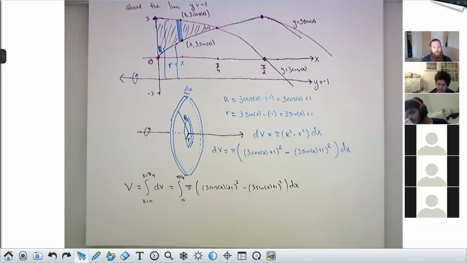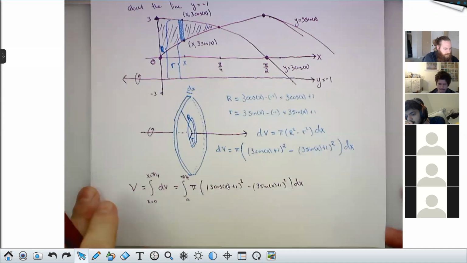Anybody had success on these? Wouldn't you plug in 0 and pi over 4? Well, first I have to find an antiderivative. Right? After I find an antiderivative, then I can plug in 0 and pi over 4. But remember the way we solve a definite integral is you find an antiderivative, then evaluate between bounds. And the hard step there is the antiderivative.